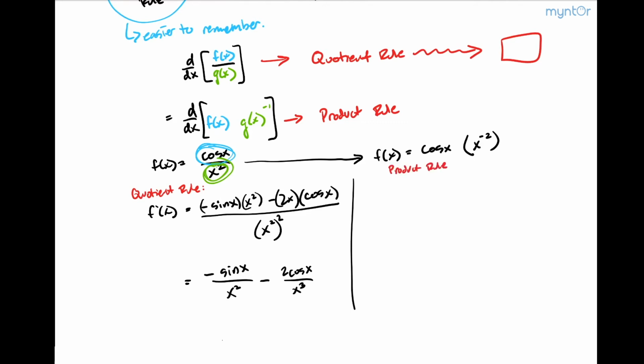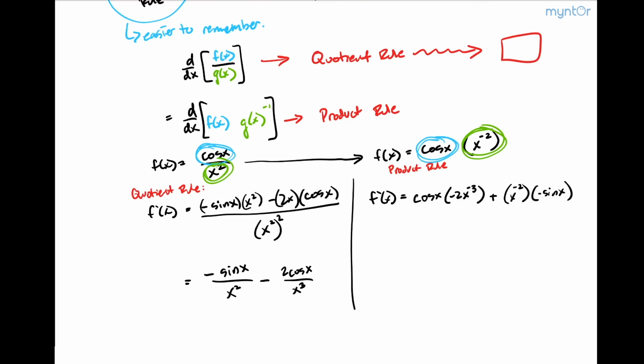well, this is a little bit easier to memorize, where you have f prime of x is equal to the first function, cosine of x, times the derivative of the second function, which would be negative 2 times x to the negative 3, plus your second function, so x raised to the negative 2, times the derivative of the first function, which is negative sine x.